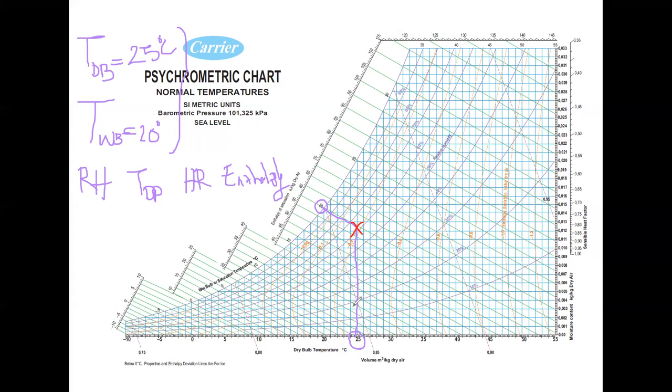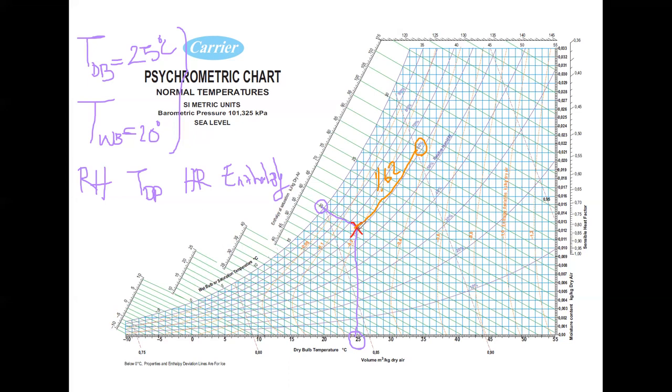It can be any other two combination. All you need to do is two values from any of these to find the point on the chart. And after that, you can find whatever you want. So here's what we do. We continue the line. Okay, it's slightly above 60% for relative humidity. So the relative humidity is probably 62%.